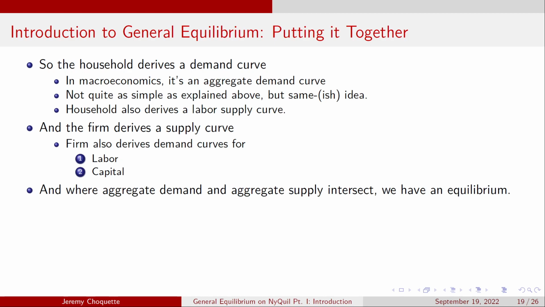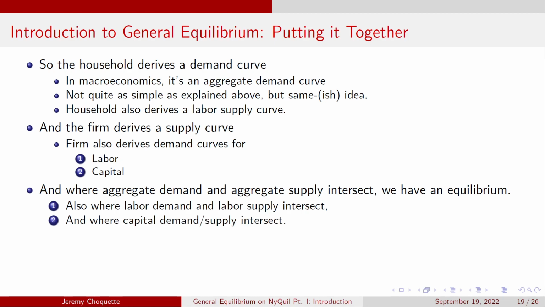And that supply curve comes from basically maximizing their profit, seeing how much they want to produce. And then from there, we can get an aggregate supply curve. And when aggregate supply and aggregate demand intersect, we have an equilibrium. Where labor demand and labor supply intersect, we have an equilibrium. Where capital demand and capital supply intersect, we have an equilibrium.